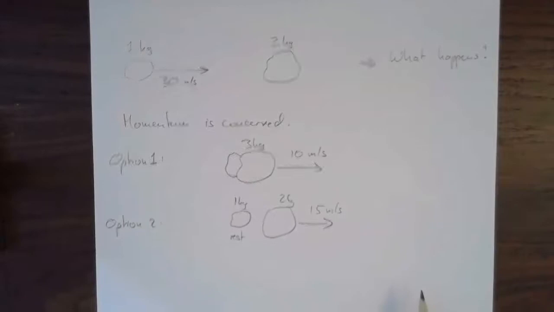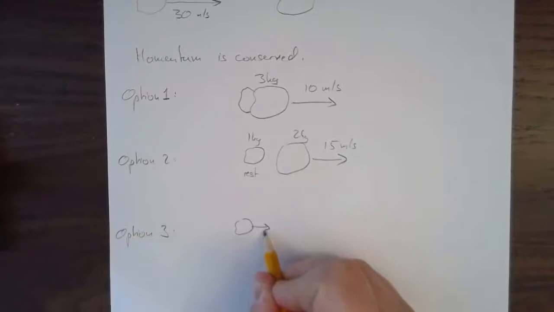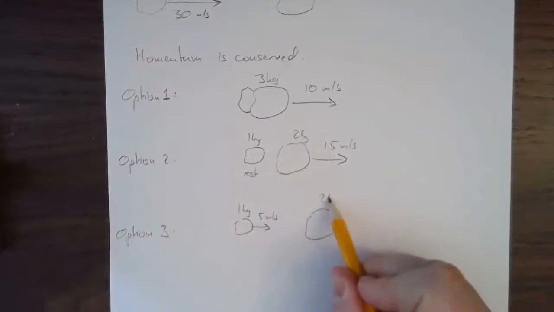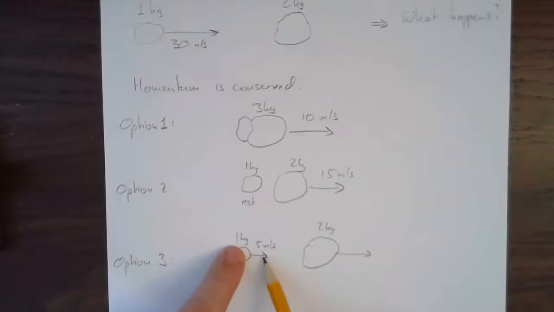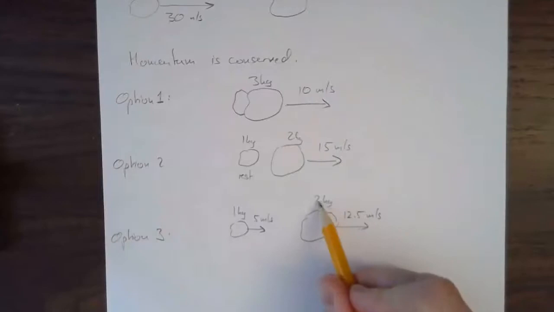For example, let's call it option 3, maybe this one doesn't come quite to rest, it just moves with a little bit of speed still. Maybe the 1 kilogram mass still moves forward at maybe 5 meters per second. Not very fast. Then the 2 kilogram mass, how fast would that have to move? 1 times 5 is 5, but I want 1 times 30 as my total momentum, so to add 2 times what? 2 times 12.5 meters per second. So 2 kilograms times 12.5 meters per second is 25, plus 1 times 5, that's 30, equals 30. Momentum is conserved in this case too.